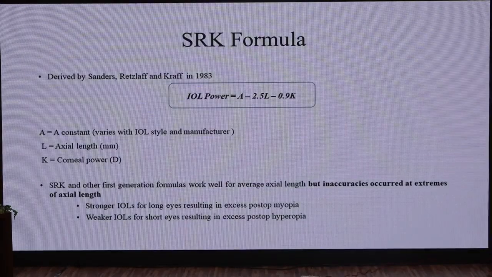Okay, so that means post-operatively the patient is going to have myopia, whereas if the axial length is less than 22 millimeter, for shorter eyes, it is going to calculate a weaker IOL power. So that means post-operatively the patient is going to have hyperopia. That is why having a correct axial length and keratometry is extremely important, and looking at these powers between the two eyes and in between the same eye also, it is very important.